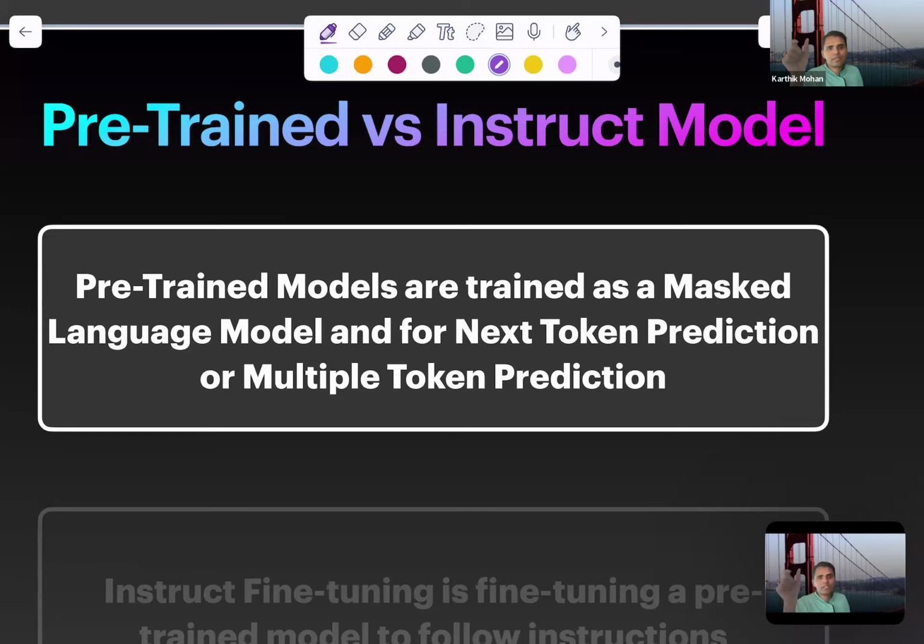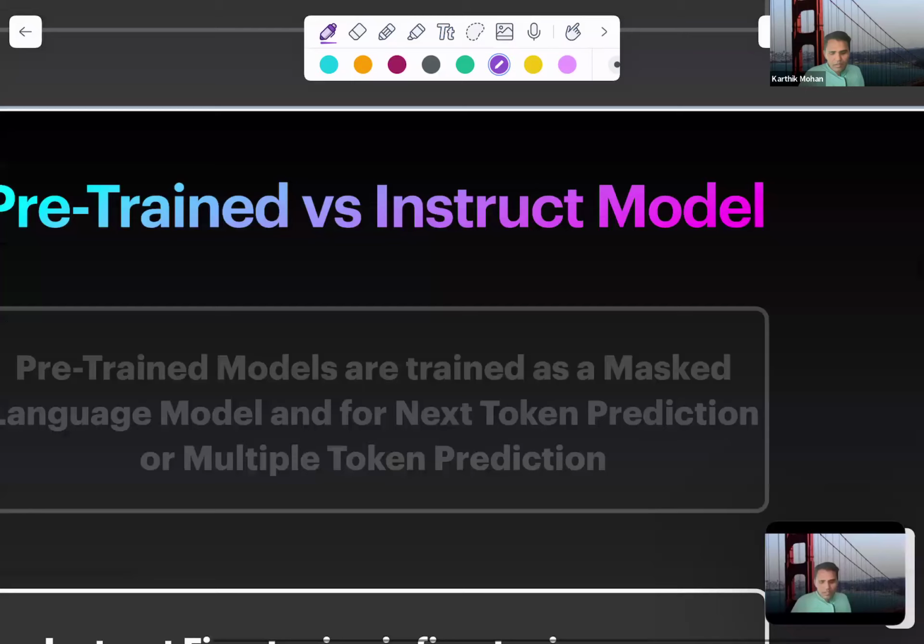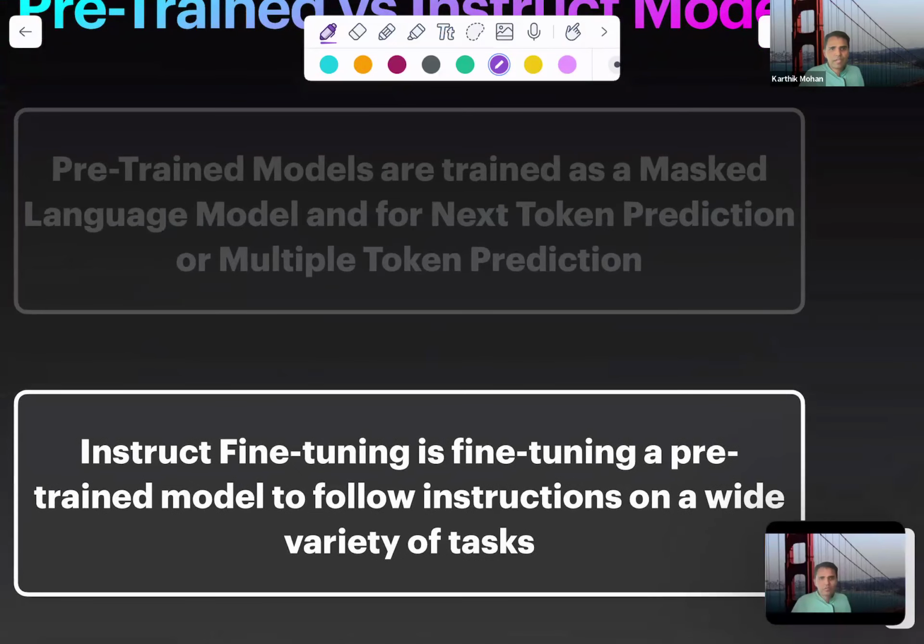And so that's the reason pre-trained models are trained in this way, and it can work with tons and tons of data, right? On the other hand, instruct fine-tuning is fine-tuning a pre-trained model to follow instructions on a wide variety of tasks. Now, how are you going to get these instructions, right? We spoke about this earlier. That's a challenge. So you may not be able to do this at a large scale, but you can definitely do it at a smaller scale and with higher quality instruction data to help guide the LLM to follow instructions.